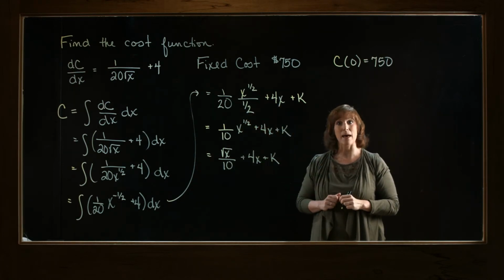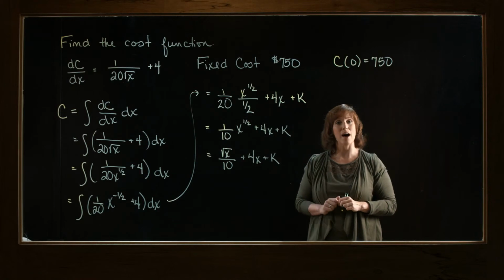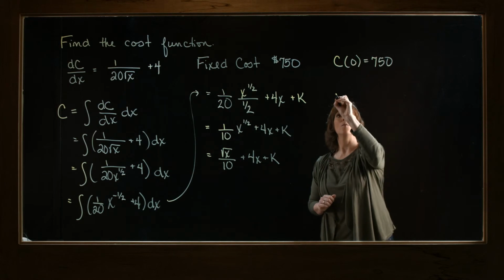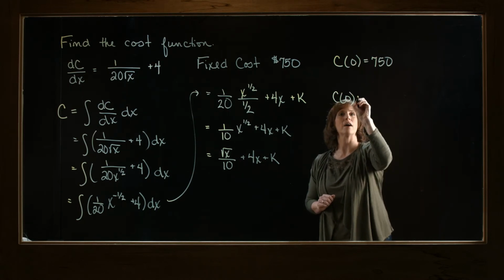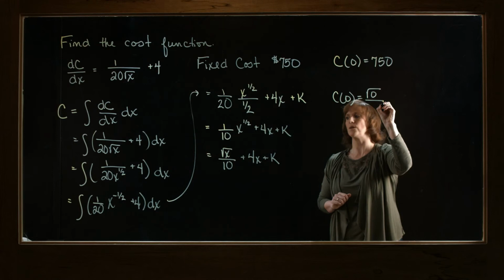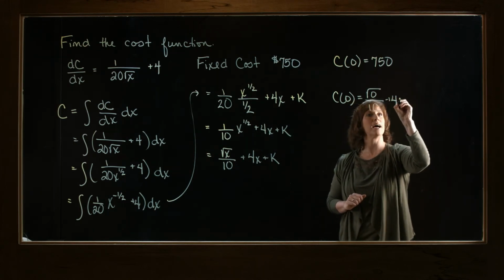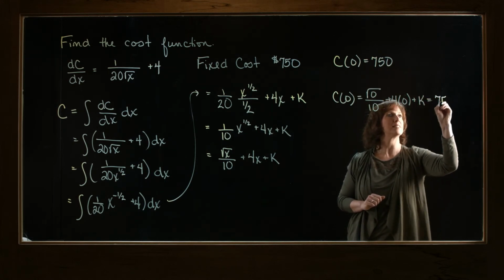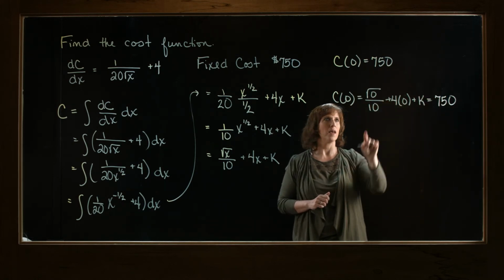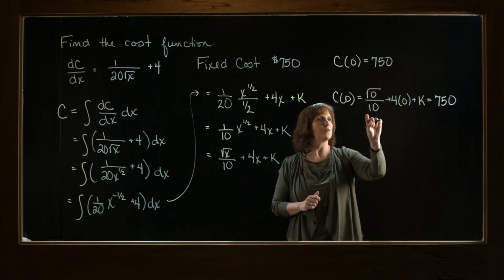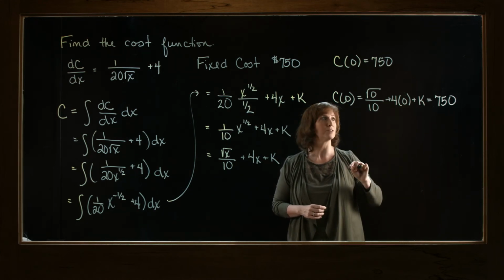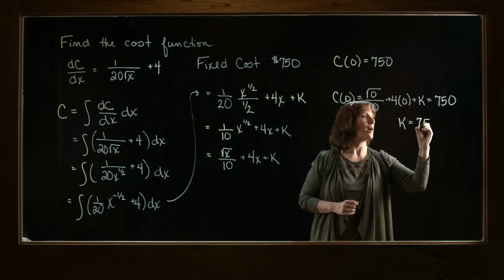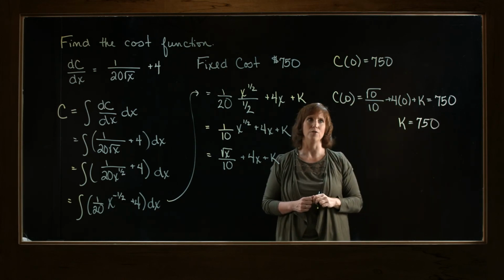Now we're ready to get that particular solution. What is the value of k? We use our initial condition. So I know that when I plug 0 in to my cost, I'll have the square root of 0 all over 10 plus 4 times 0 plus k, and the result has to be 750. Well, the square root of 0 is 0, so this first term is a 0. 4 times 0 is also 0, and I'm left with just a k on the left-hand side. So that constant of integration was 750.